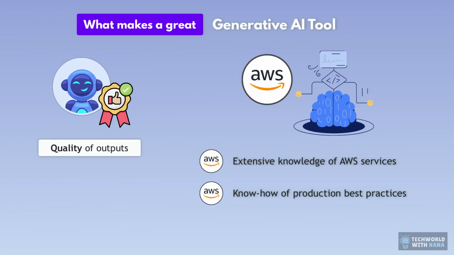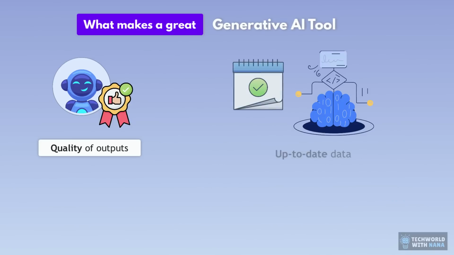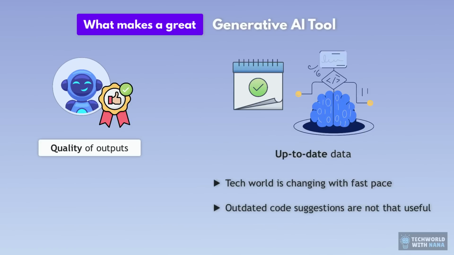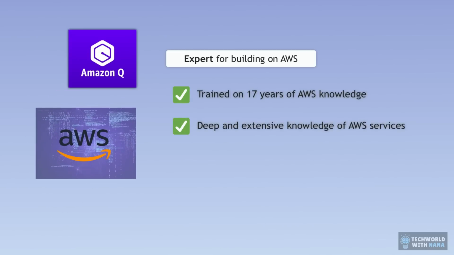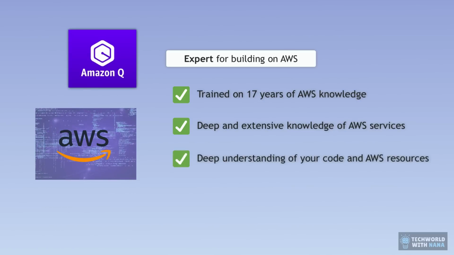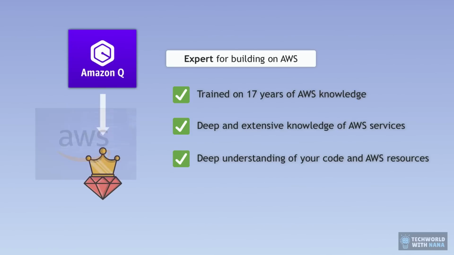And probably the most important of all, that data needs to be up to date. Because in the tech world, you guys know how fast everything changes. So there is really no value in getting an old version of configuration or outdated code suggestions when writing automation scripts. And in this case, a huge benefit of Amazon Q is that it's created by AWS itself. So it has deep, extensive knowledge of AWS services, configuration, architecture, and so on. And that can have a huge impact on the quality of output.